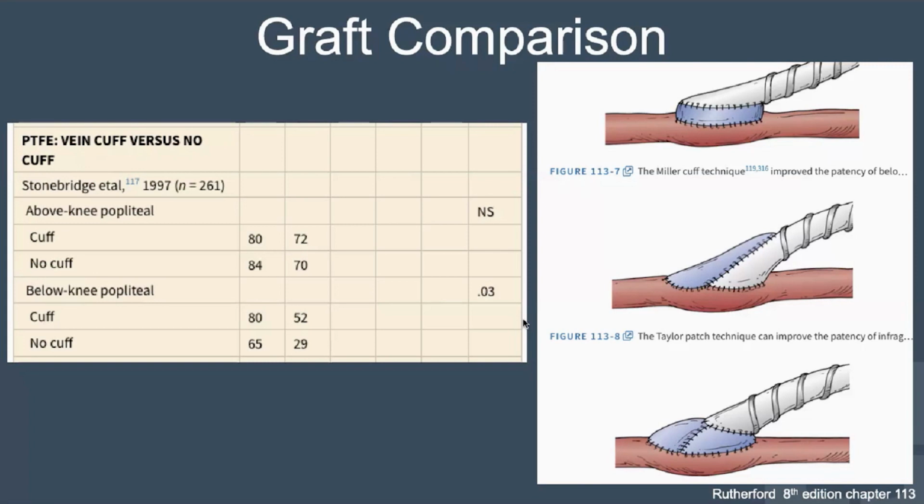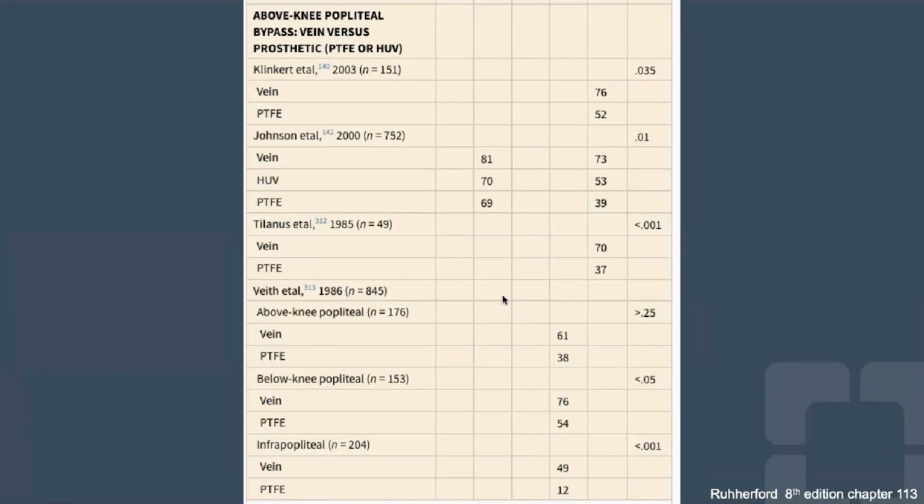But there is no significant difference above the knee with this vein cuff, but there's a statistically significant difference using this vein cuff when you use prosthetic below the knee. And when you compare above the knee vein versus prosthetic, there is a significant difference in multiple studies, whether vein or prosthetic is used.